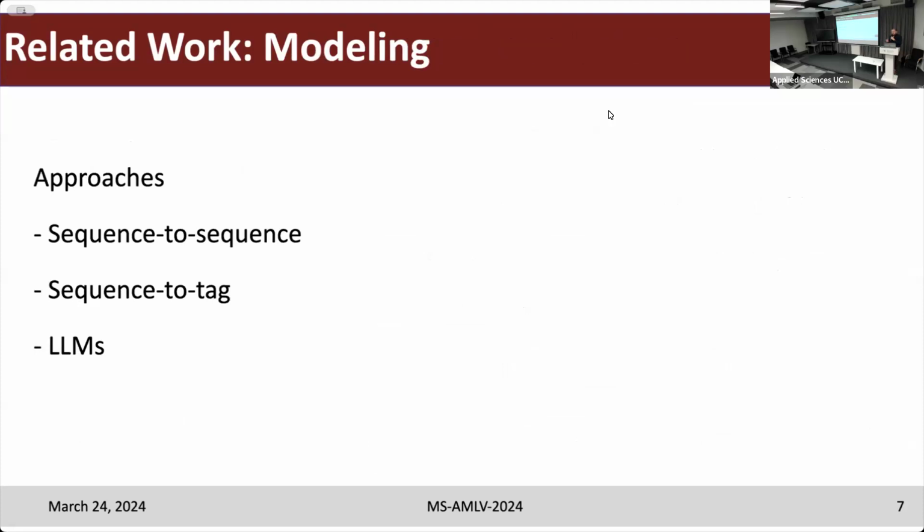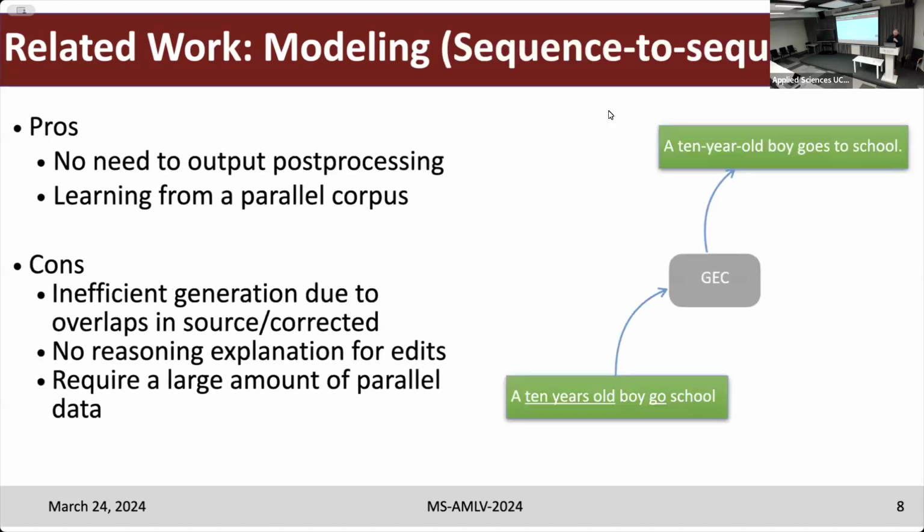We select several families of approaches for this problem: sequence to sequence, sequence to tag, and we also select a new one that we think is based on LLMs, because it has its own specifics. Regarding sequence to sequence approaches, it's the most straightforward, because it really requires only a parallel corpus of sentence pairs: the source corrupted with grammatical errors, and the fixed sentence or text that is grammatically correct.